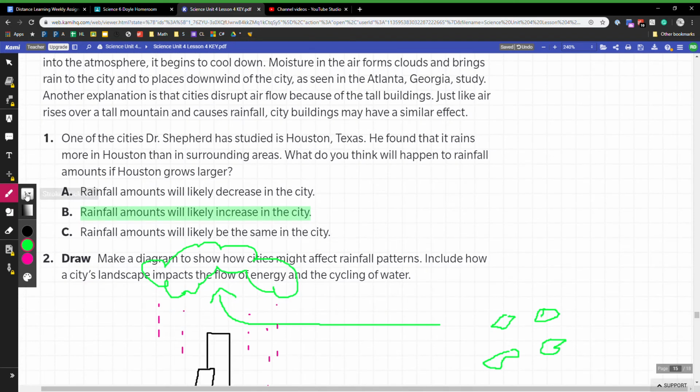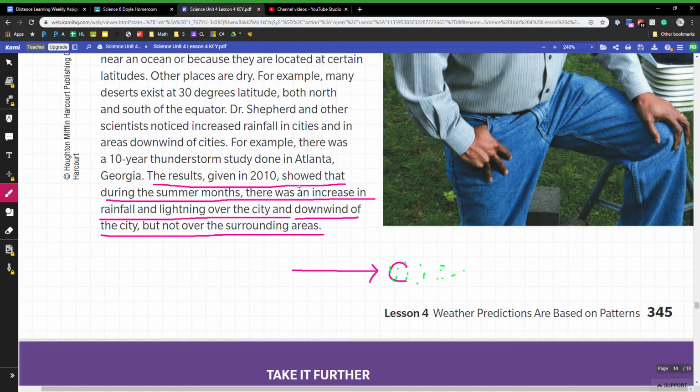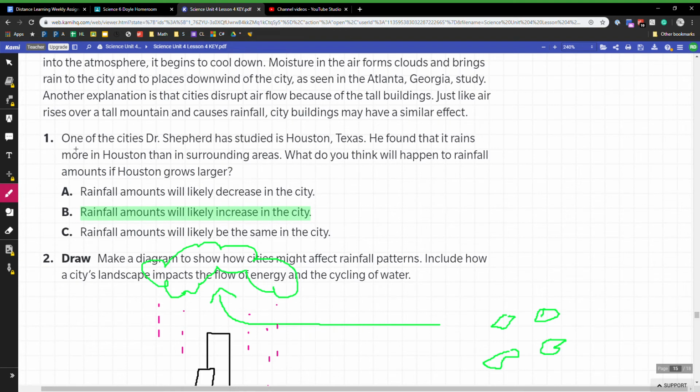And then one of the cities Dr. Shepherd studied was Houston, Texas. He found that it rains more in Houston than surrounding areas. What do you think will happen to the rainfall amount if Houston grows larger? So I said that the rainfall amounts would likely increase in the city because, according to his study, the city is increasing the rainfall, and that was true with Houston, Texas. So if Houston gets bigger, I am imagining that the rainfall would also increase.